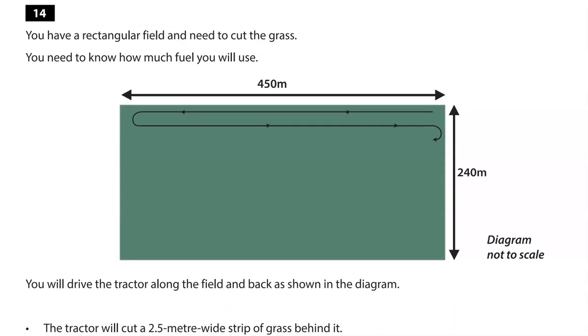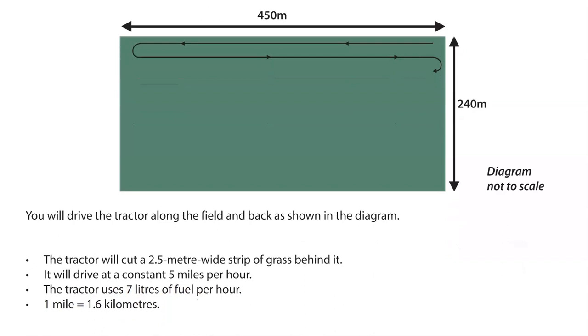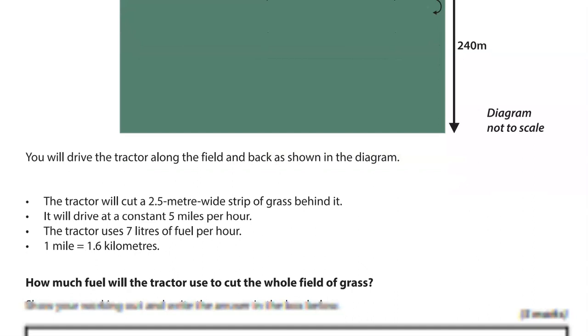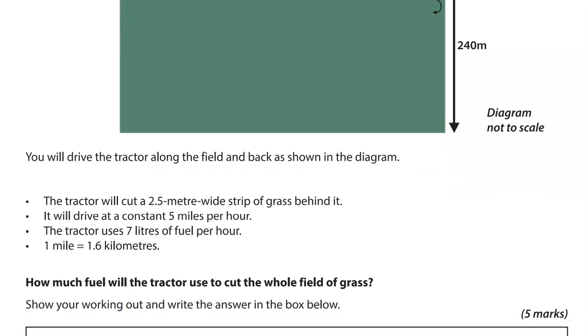You have a rectangular field and need to cut the grass. You need to know how much fuel you'll use. You will drive the tractor along the field and back as shown in the diagram. The tractor will cut a 2.5 meter wide strip of grass behind it. It will drive at a constant 5 miles per hour. The tractor uses 7 liters of fuel per hour. 1 mile is equal to 1.6 kilometers. How much fuel will the tractor use to cut the whole field of grass? Show your working out and write the answer in the box below.